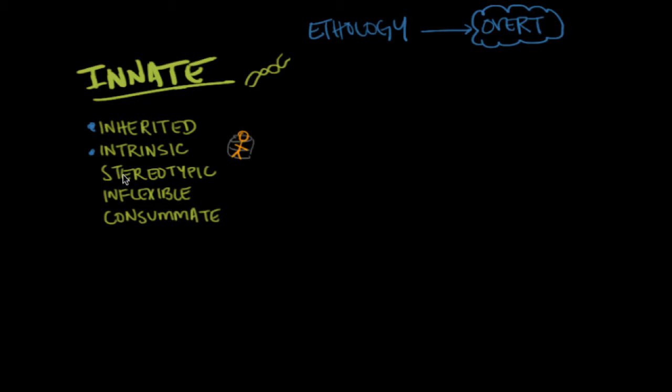And so further down the list, innate behavioral traits are stereotypic, and what that means is that they're performed the same way each time. And innate behaviors are also inflexible, and that means that they're not modified by experience. Again, these are innate inside you, not modified by experience. So they're inflexible. And lastly, we say that innate behaviors are consummate. And what I mean by consummate is that they're fully developed right away. So at the very first performance of these behavioral traits, they're fully developed. These aren't influenced at all by experience.